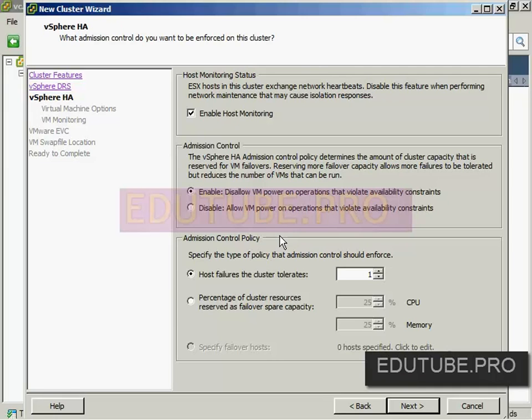Its job is to protect against the loss of a host. To turn on HA, we have to check this checkbox here, enable host monitoring. Poof, it turns on HA. The second piece is this admission control. Now, it is entirely possible to turn on HA, but then to turn off all of the mathematics that determines whether or not you actually have enough resources or not. If I set this to disable, it will allow VMs to power on even if they violate availability constraints.